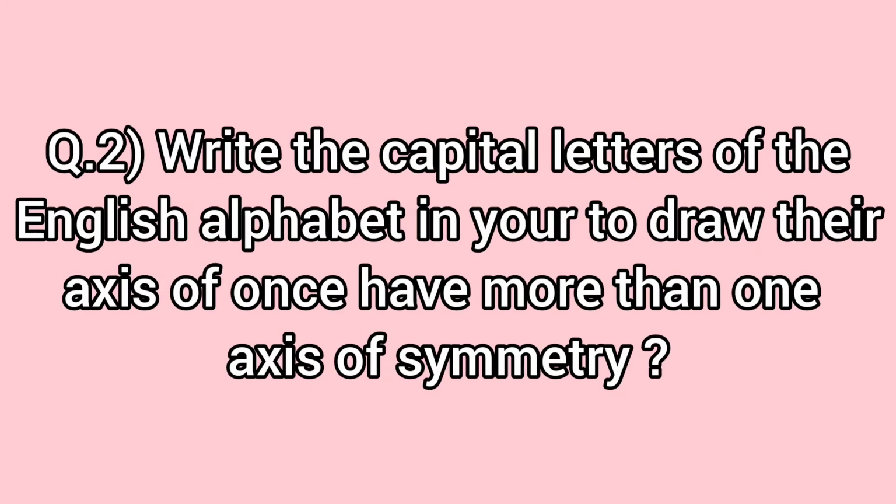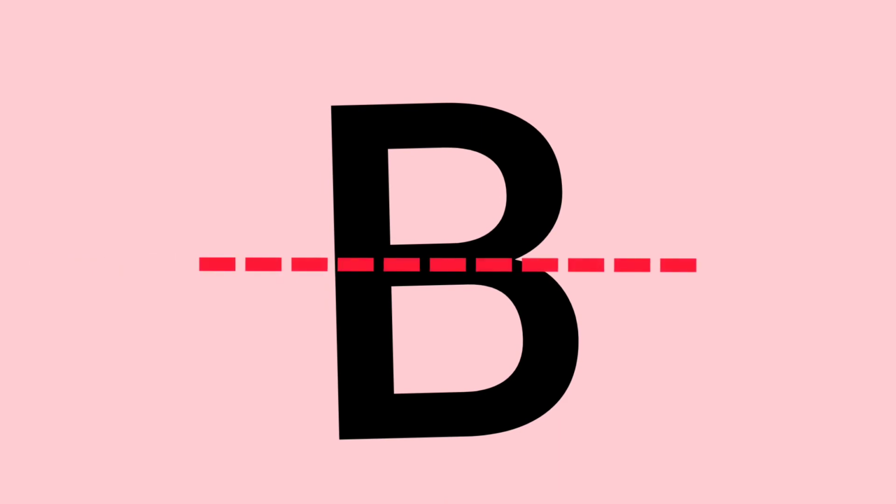Students, see question number 2. Write the capital letters of the English alphabet in your notebook. Try to draw their axis of symmetry. Which ones have an axis of symmetry and which ones have more than one axis of symmetry? Students, see the capital letter A, which has one axis of symmetry. See the next alphabet, capital B, which also has one axis of symmetry.